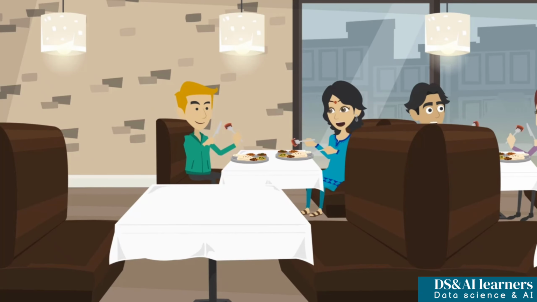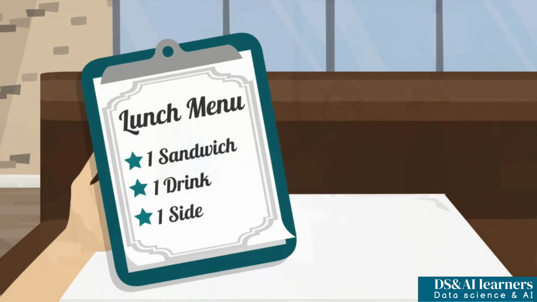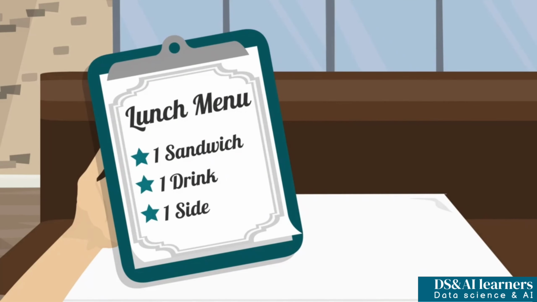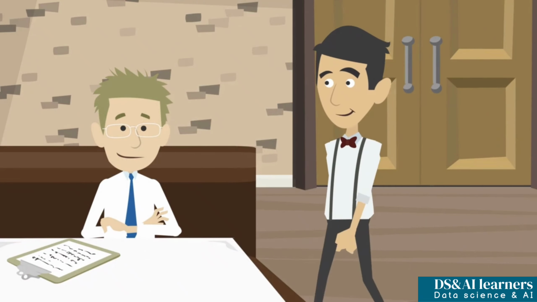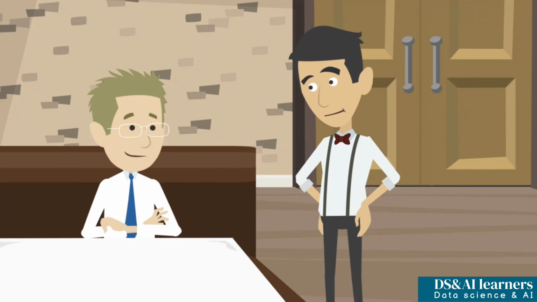Imagine the following scenario. The diner near work just introduced a lunch menu, which consists of a sandwich, a drink, and a side. Assuming you go there every day, how long will it take for you to be able to try out every possible item on the menu? To solve this, you need to know what is included in their lunch deal.